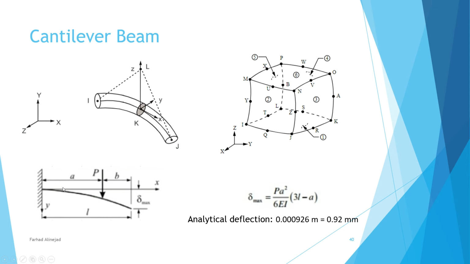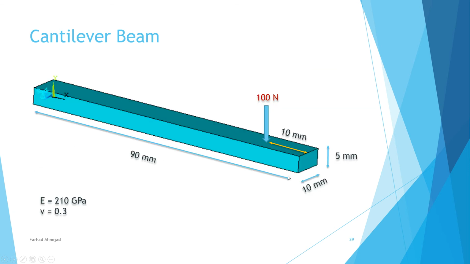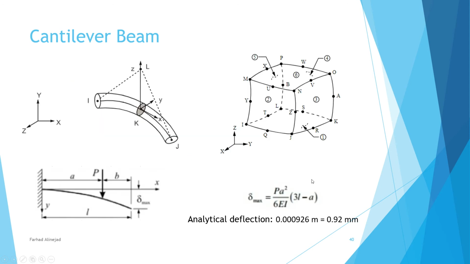And with this example, we already have the analytical solution. And if we apply these measures and these values to these formulations, you may obtain the analytical deflection. And I already have done this calculation and obtained the deflection of 0.92 millimeter for this beam.